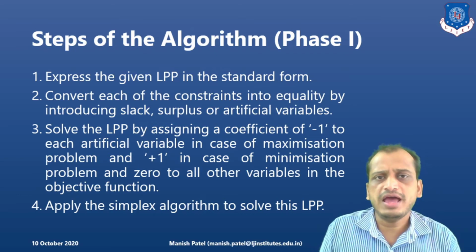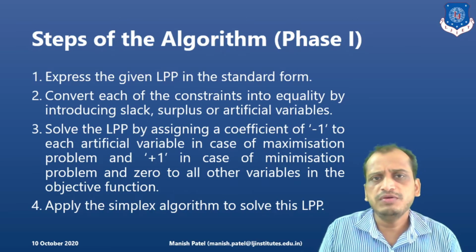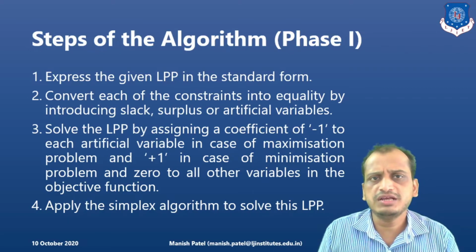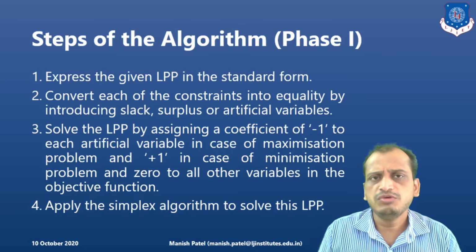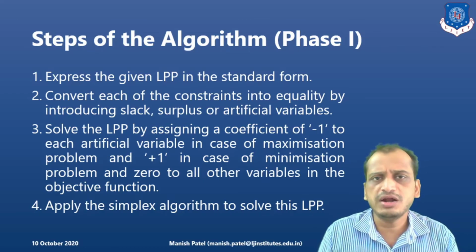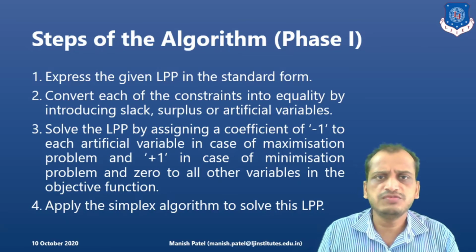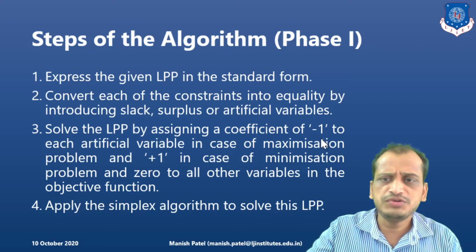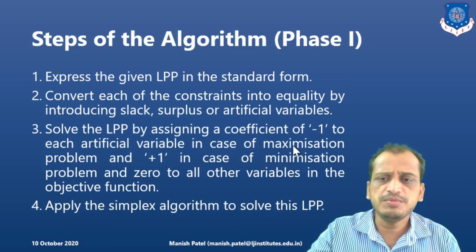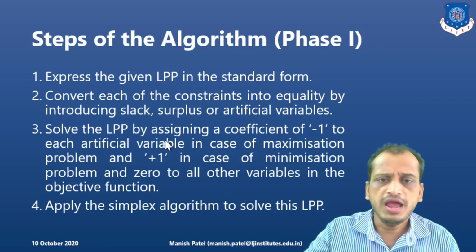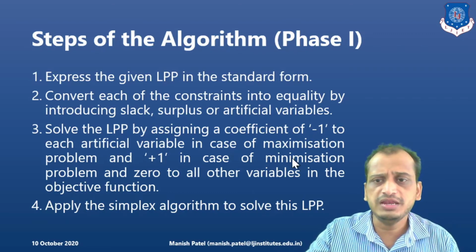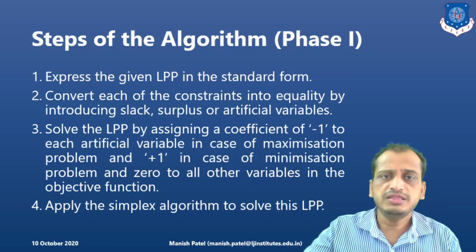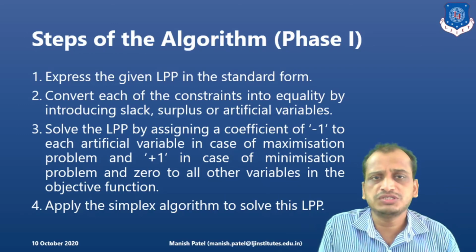Now first of all, in the algorithm steps, we find the standard form of the linear programming problem, and then we convert the inequality constraints into equalities with the introduction of artificial variables. Why do we use artificial variables? Because one of the constraints will have a greater than or equal to sign. Now we assign the coefficient -1 to the artificial variable in case of maximization, remember this, and +1 for the artificial variable in case of minimization, and 0 to all the other variables in phase 1. Then we generally follow the process of the simplex method.